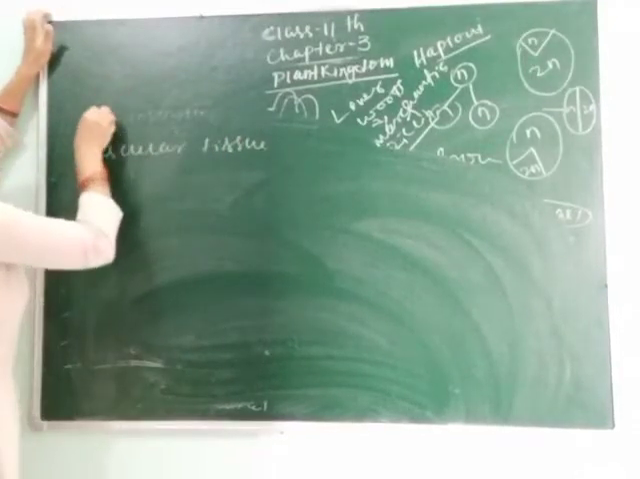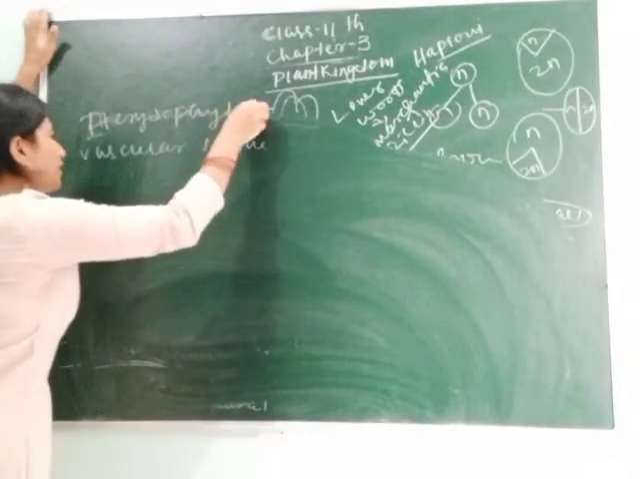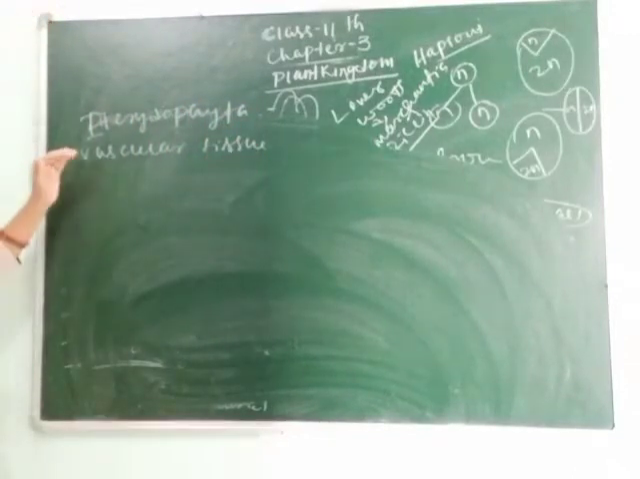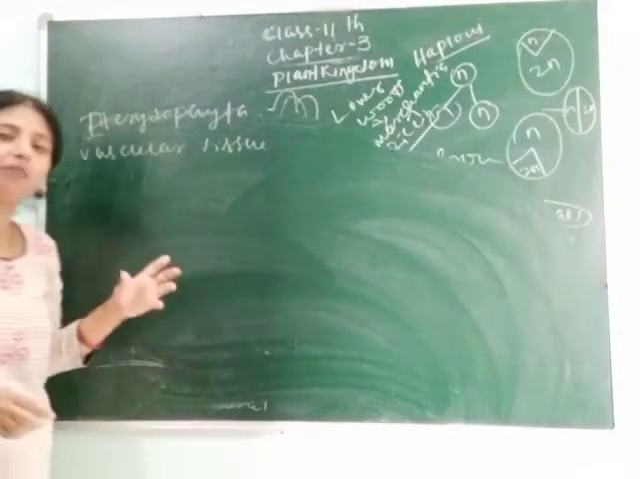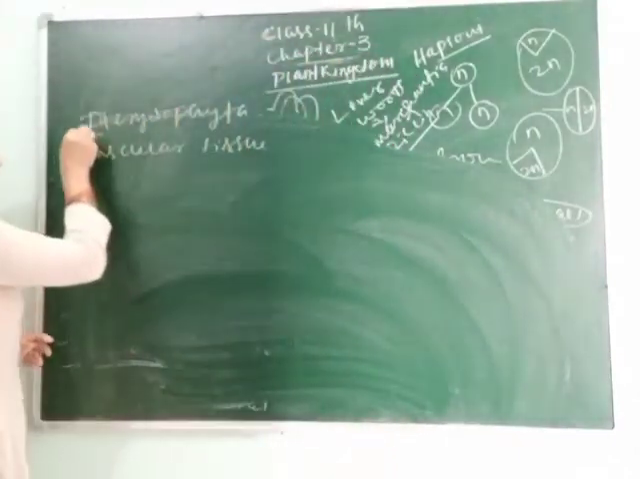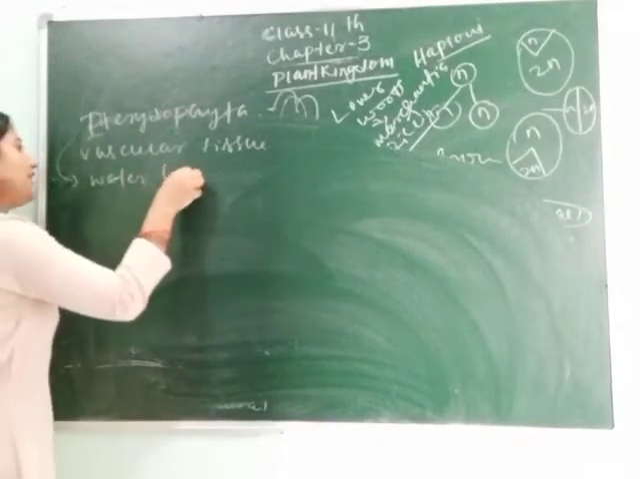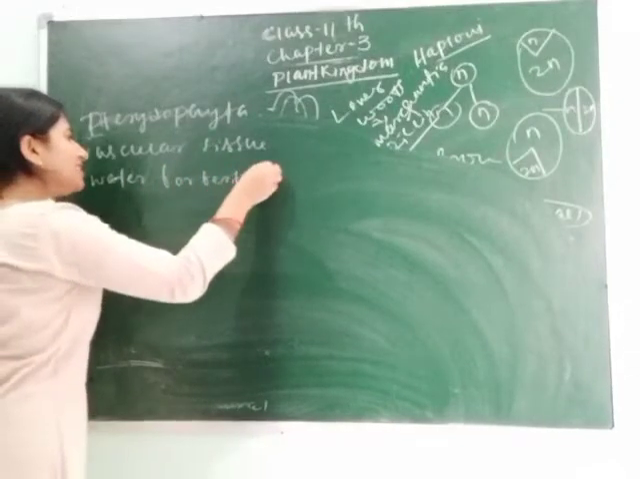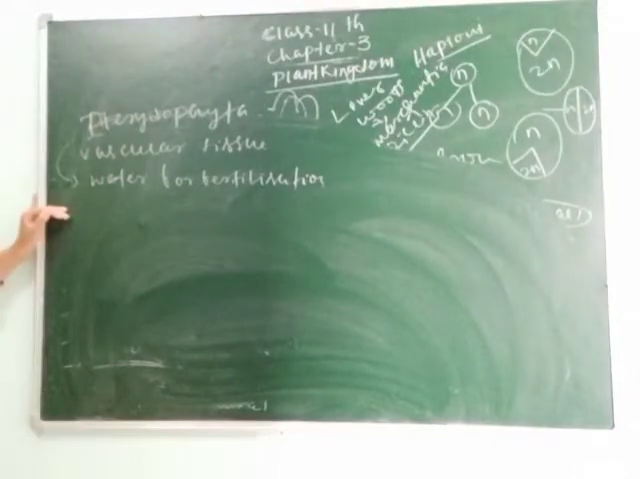Sorry, this is Pteridophyta. Pteridophyta are the first species having vascular tissue which acquired the earth. Clear? They need water for fertilization like bryophytes. Some of the species of Pteridophyta need water for fertilization. It means the male gamete needs a water medium to move towards the female gamete. That's why they are described as needing water. Clear students?